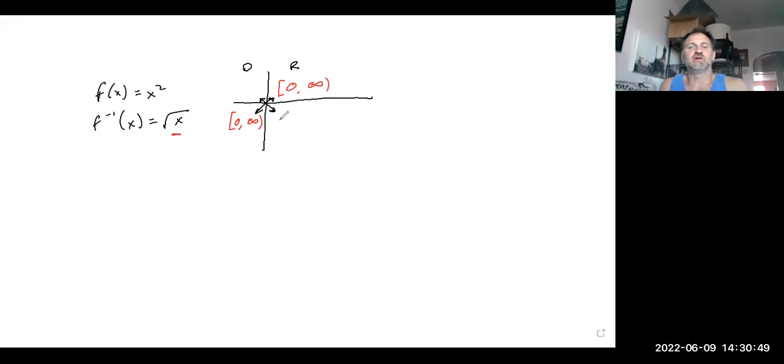But think about the output of this. The output, if this is blank, which really means it's positive, then the outputs, the range, are only from 0 to infinity. That means the inputs of the original function have to be from 0 to infinity. What does this mean graphically?